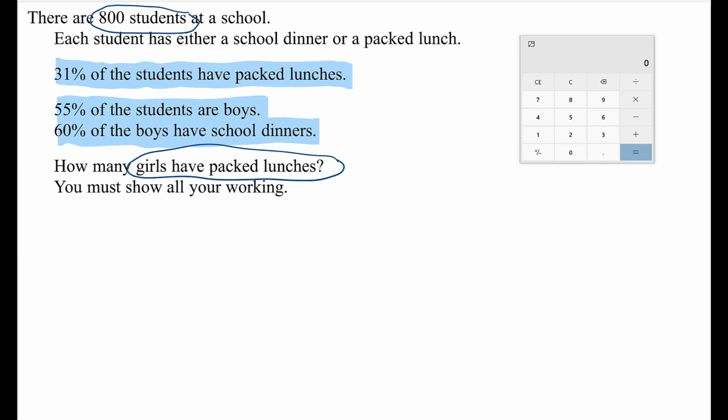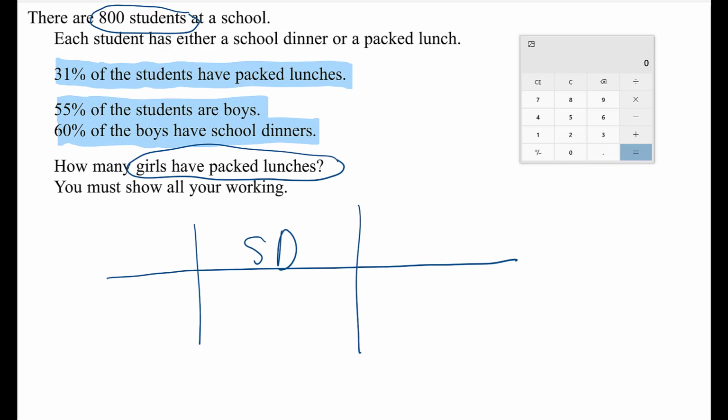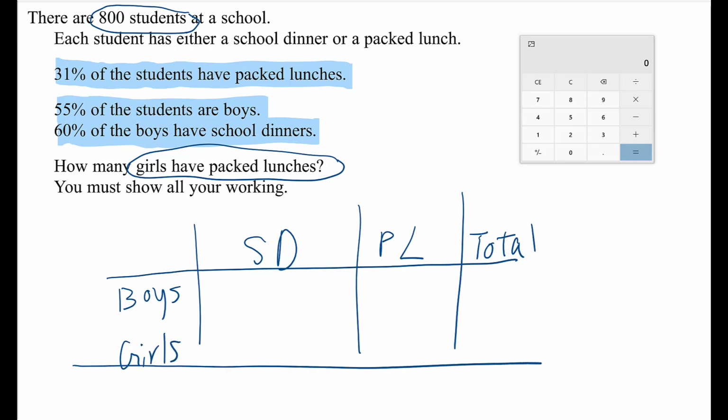Now, how do I work this out? Because I have so much information, I will approach this question by constructing a table, just to help me analyze the information a little better. Right, okay, so here we know students have either school lunch, school dinner, or packed lunch. So in a way, I am creating a two-way table. And here we have boys and girls, and of course, we have the total number here as well.